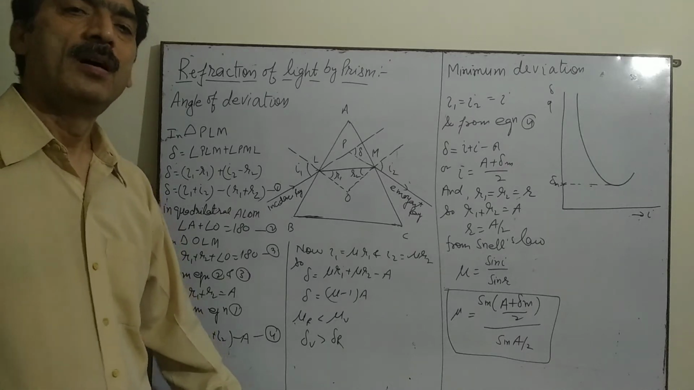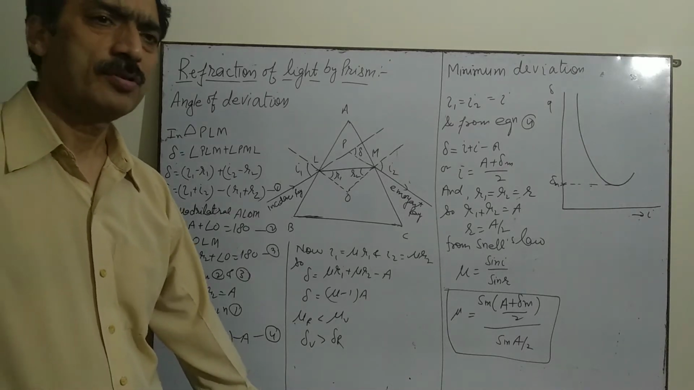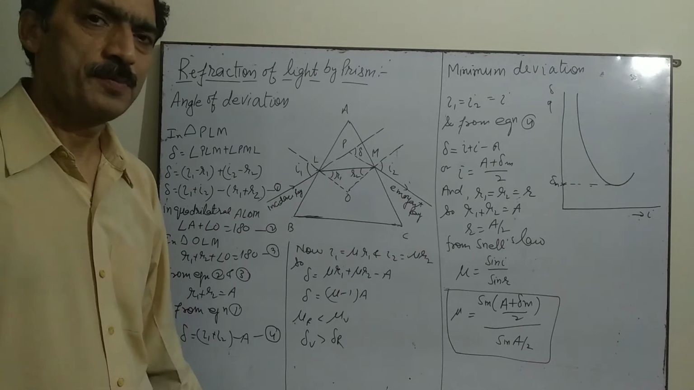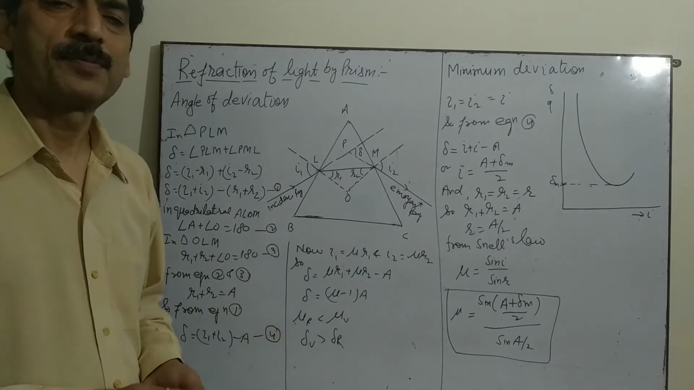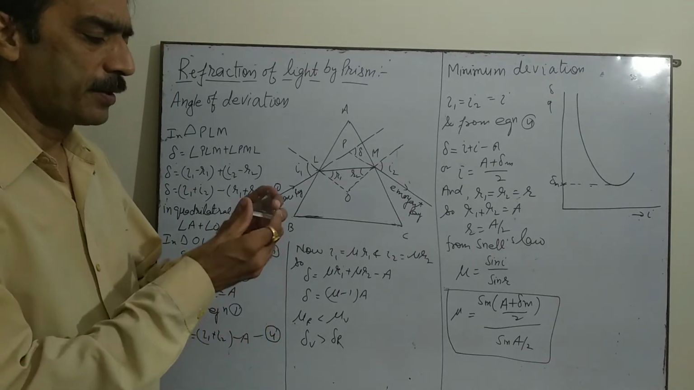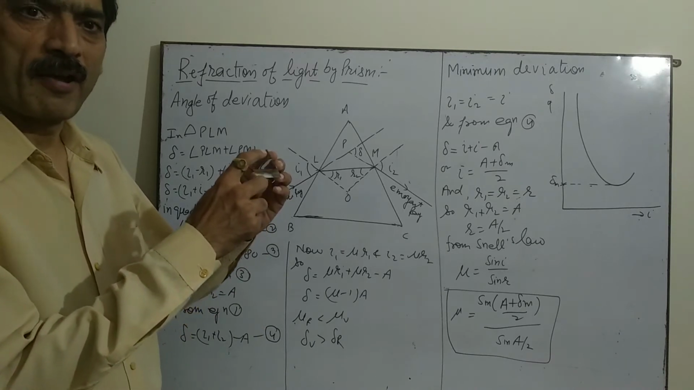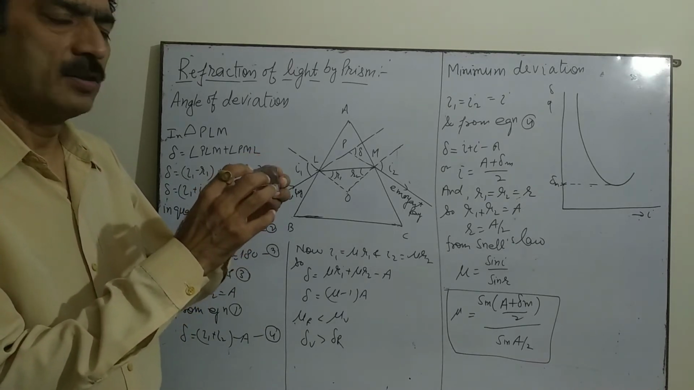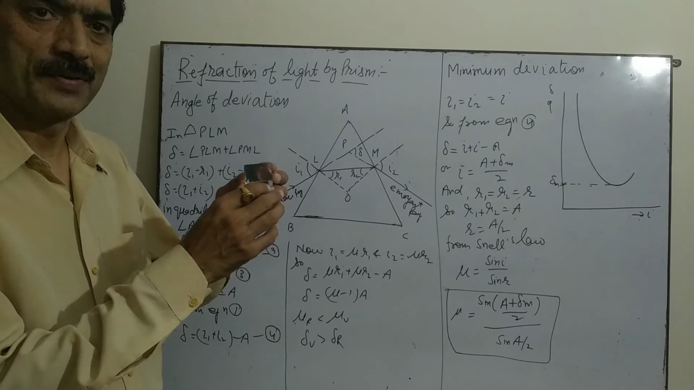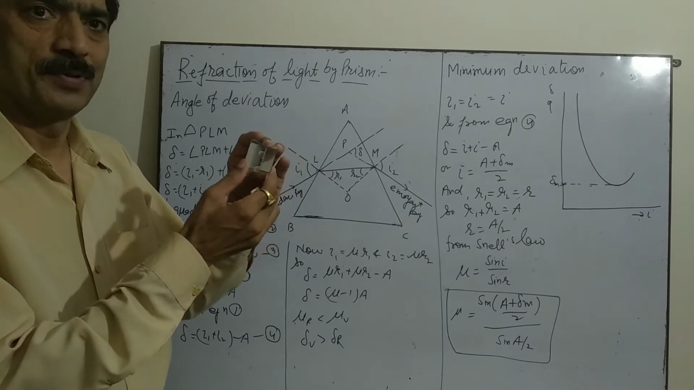Good morning. Our topic is refraction through prism. What is prism? Prism is a transparent medium bounded by two triangular surfaces and three rectangular surfaces. This is a glass prism.